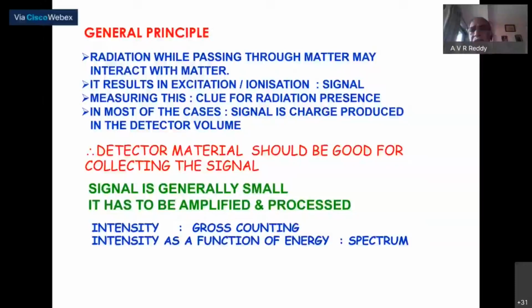So how do we generate the signal? If you recollect the interaction of radiation with matter, radiation while passing through the matter may interact with it. It results in excitation and ionization. The ultimate interaction is with the electron, and this excitation or ionization will form the basic signal. Let us move on with the ionization. So electron, current, or voltage, it all depends on how we manipulate. Measuring this signal will give a clue for the radiation's presence, and if we can quantify it, we get quantitative information.